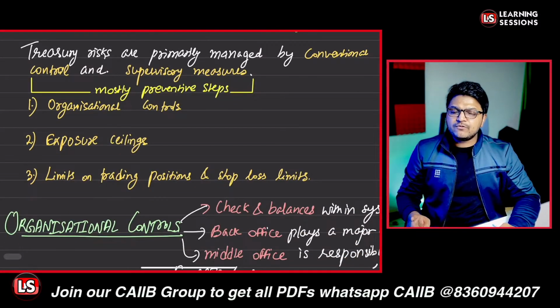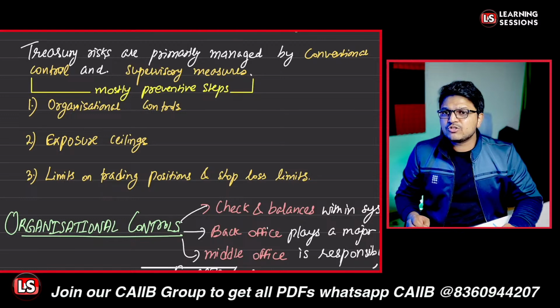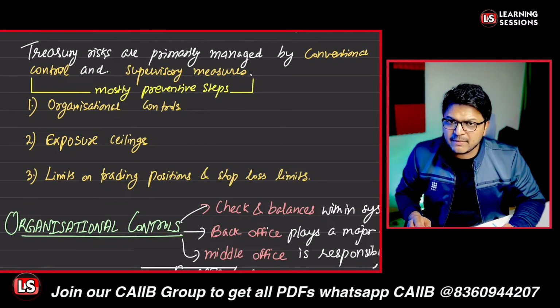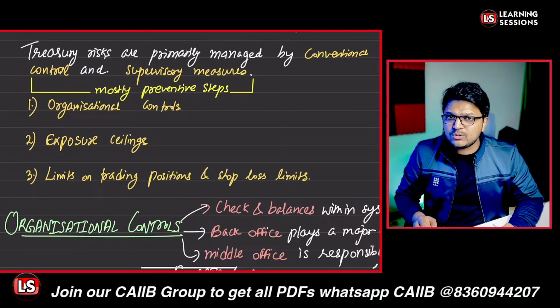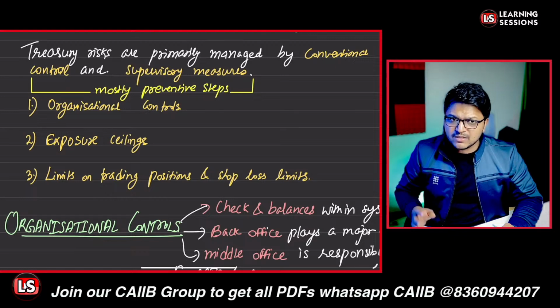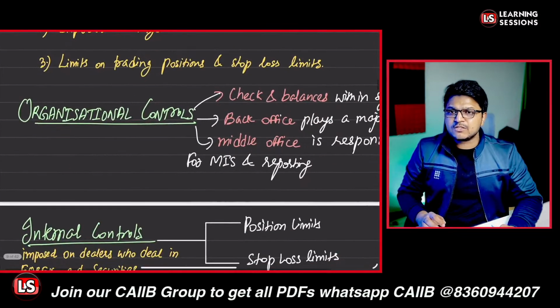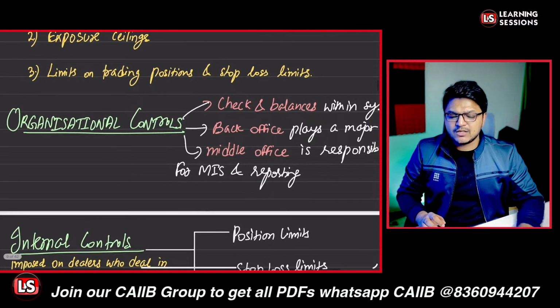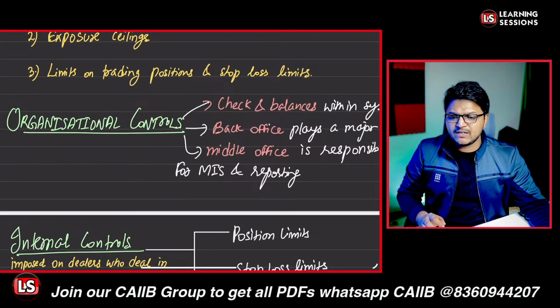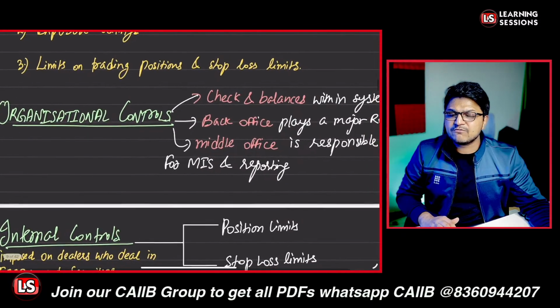What are the three different verticals by virtue of which the treasury risks are primarily managed? I have already told you these are the conventional control methods and these are the preventive steps, right? First of all, it's related to the organizational controls. Whenever we're talking about the organizational control, it's actually related to check and balance within the system.